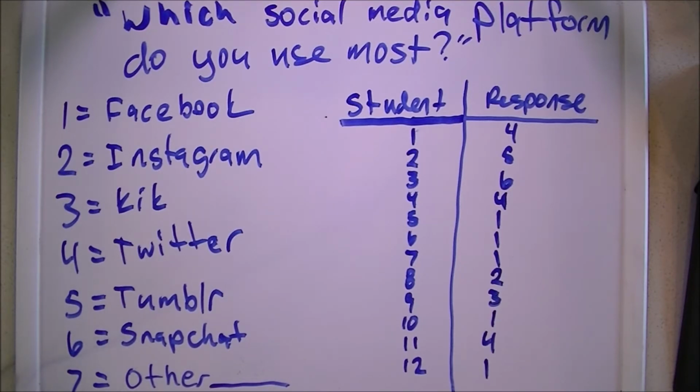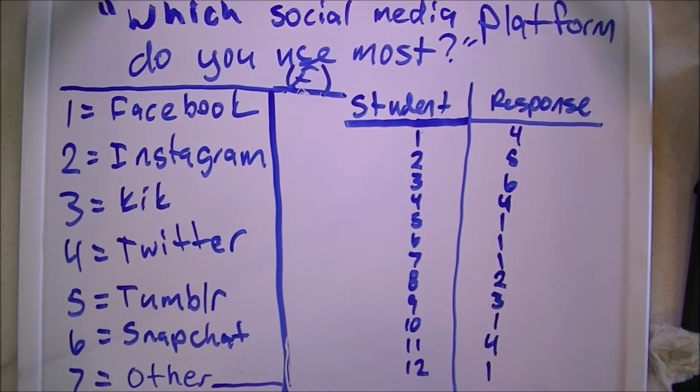Let's say I'm interested in knowing which social media platform my students use the most. So I ask my students, which social media platform do you use the most? Remember, for nominal variables, the response options need to be exhaustive and mutually exclusive. So my options include Facebook, which equals 1, Instagram equals 2, Cake equals 3, Twitter equals 4, Tumblr equals 5, Snapchat equals 6, and other equals 7. Remember, these numbers are completely arbitrary. The numbers are representative of that particular category.